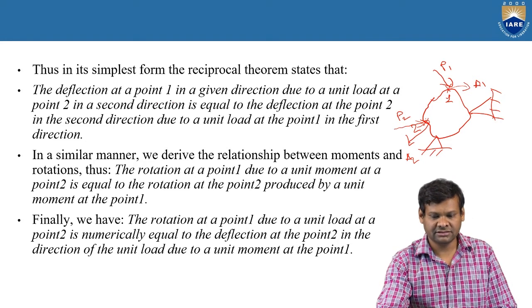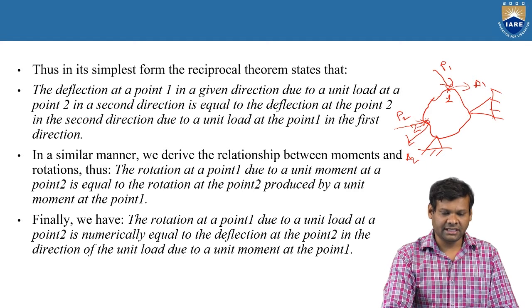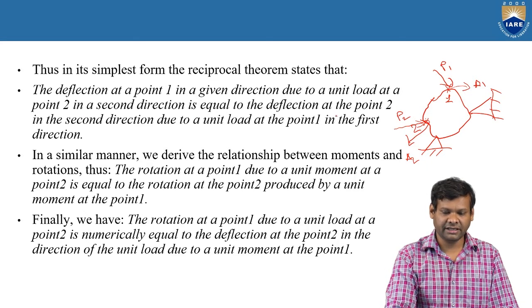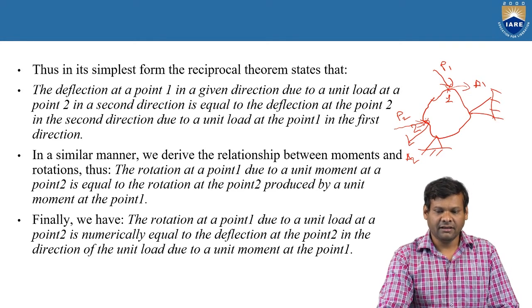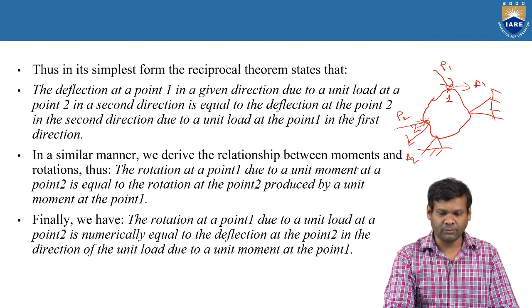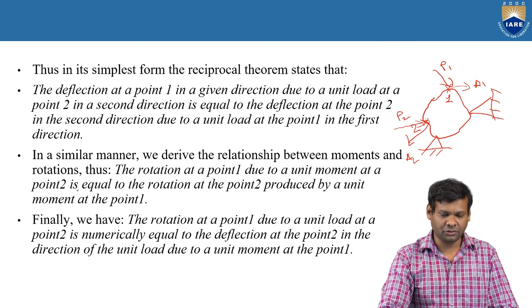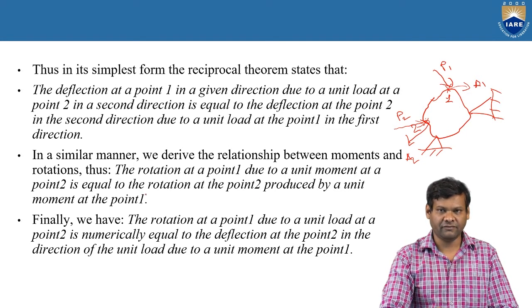The deflection at point 1, that is delta 1, in the direction of unit load at point 2, applied in the direction of P2, is equal to the deflection at point 2 in the second direction due to unit load at point 1 in the first direction. This is what it is saying. Similarly, we derive the relation between moments and rotations. Thus, the rotation at a point 1 due to unit moment at a point 2 is equal to the rotation at a point 2 produced by a unit moment at a point 1.